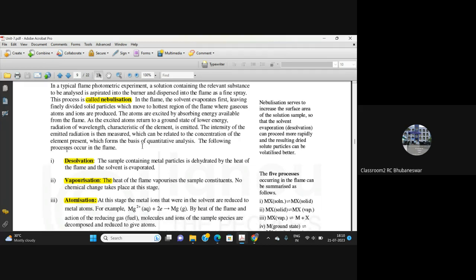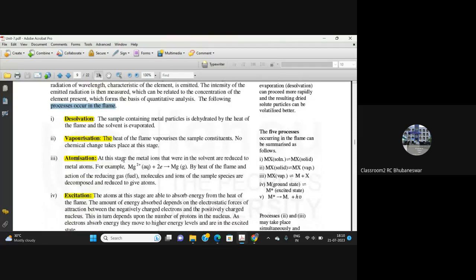So these are the processes that occur in flame photometry, starting with dissolution. For the sample, in UV-visible spectroscopy or fluorescence spectroscopy, you take a cuvette or a sample holder, put your sample in and just scan it. But here, before putting the sample in, you need to do atomization of the sample, mostly vapor phase atomization. So how does the dissolution happen here?